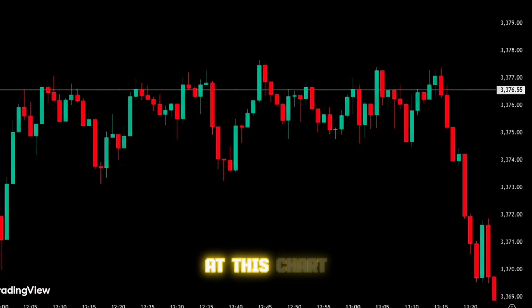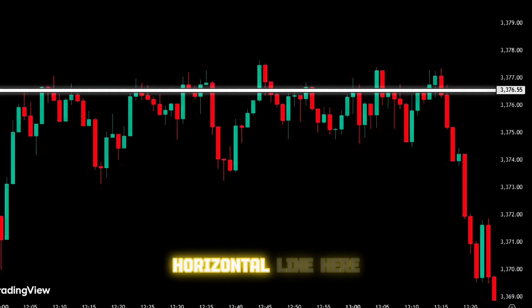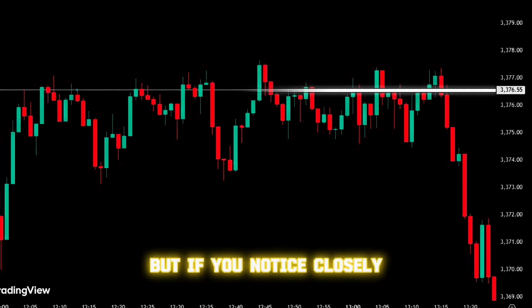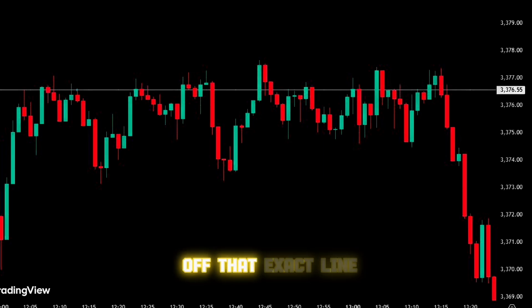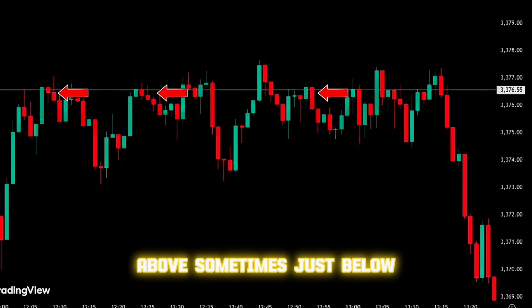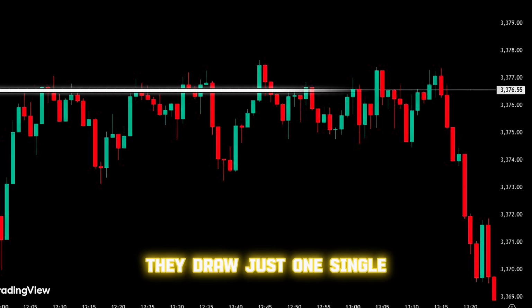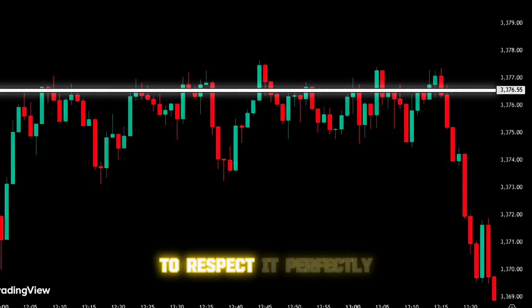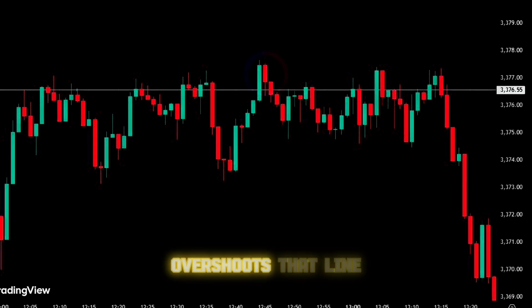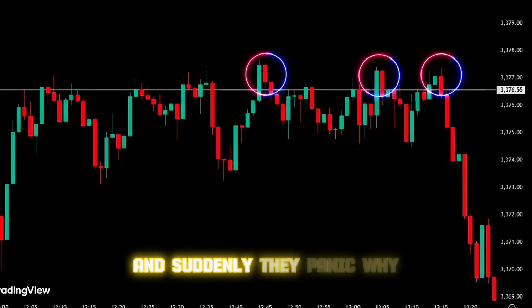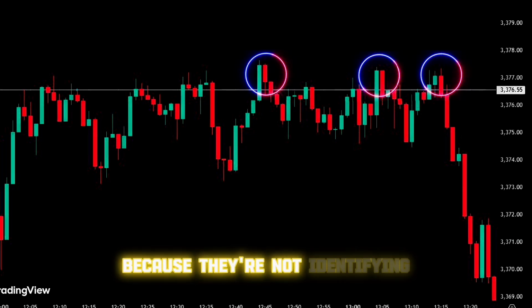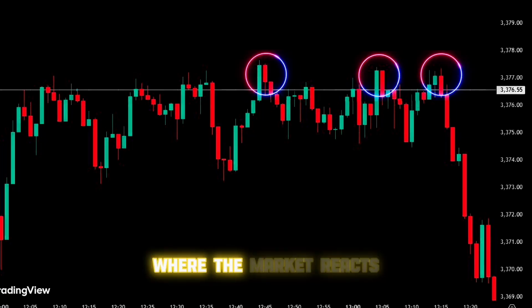Now take a look at this chart. I've drawn a simple horizontal line here, but if you notice closely, the price isn't bouncing off that exact line. Instead, it's reacting somewhere around it, sometimes a little above, sometimes just below. But here's where most beginners go wrong. They draw just one single horizontal line and expect the price to respect it perfectly. But what happens? The market slightly overshoots that line, and suddenly they panic. Why? Because they're not identifying the actual area where the market reacts.